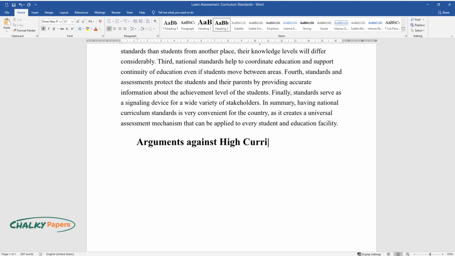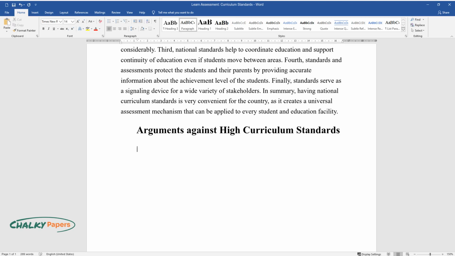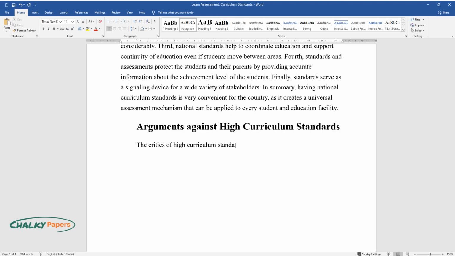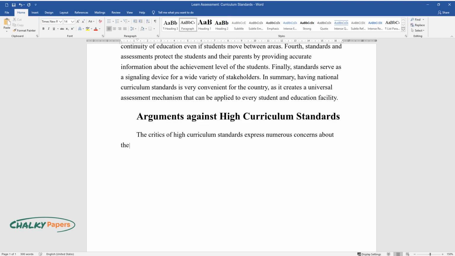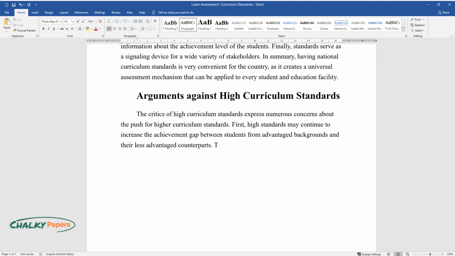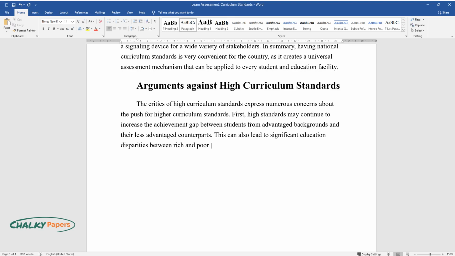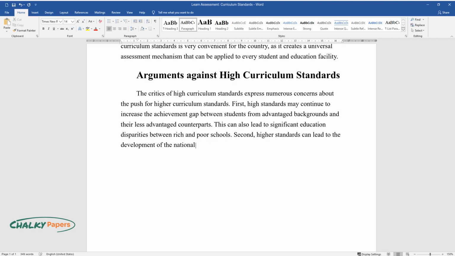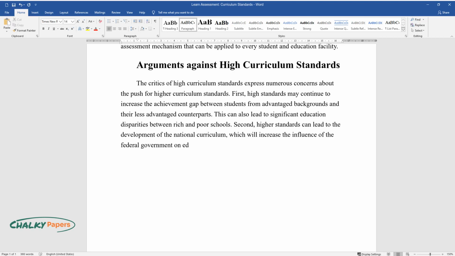Arguments against high curriculum standards. The critics of high curriculum standards express numerous concerns about the push for higher curriculum standards. First, high standards may continue to increase the achievement gap between students from advantaged backgrounds and their less advantaged counterparts. This can also lead to significant education disparities between rich and poor schools. Second, higher standards can lead to the development of the national curriculum, which will increase the influence of the federal government on education in all states.